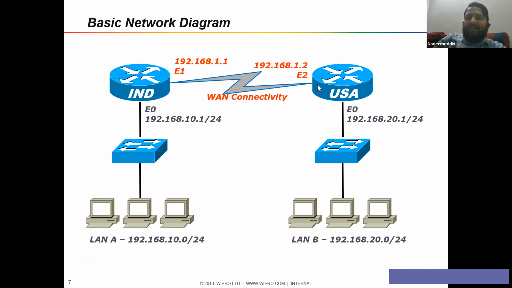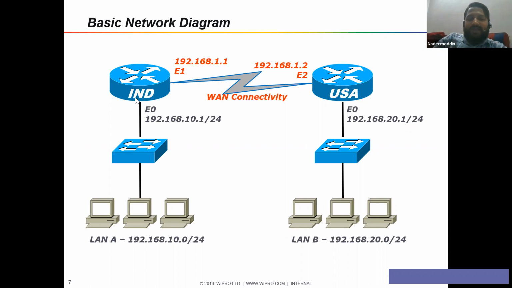You are connected with the WAN link. It means the ISP provided you that link, but you need an IP address here and an IP address here, and this is a private IP address. So if you look at this diagram, there are three networks. One is the India LAN, one is the USA LAN, and the third is the WAN link network. Three networks are there. And there are some rules. Remember this one: every interface of a router should have a different network. You cannot connect the same network into one router. The router will give you an error.